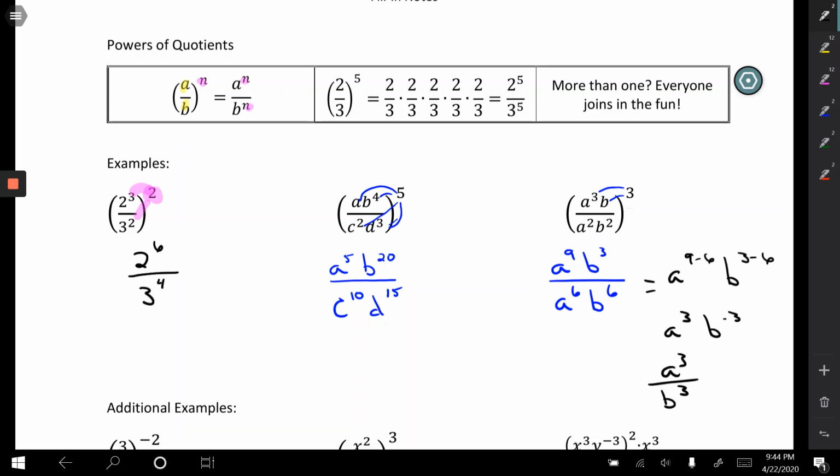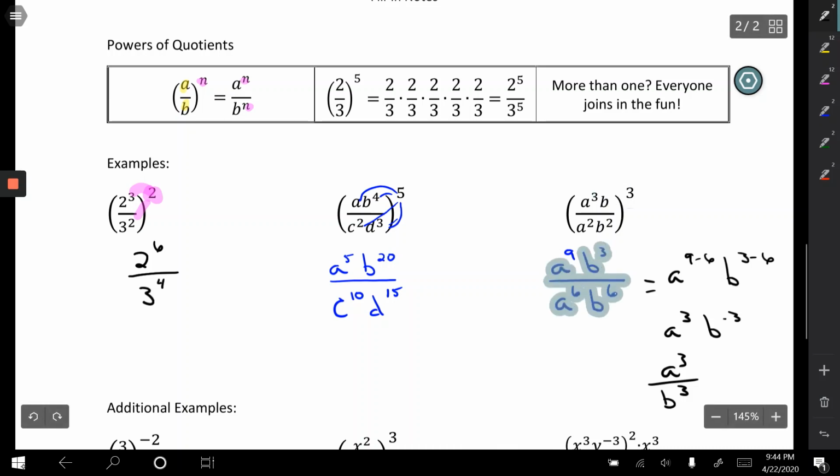Well, what if I wanted to work from the inside out instead? What if I wanted to use my quotient rule first and subtract those exponents? We absolutely can. Let's take a look at what that would look like.